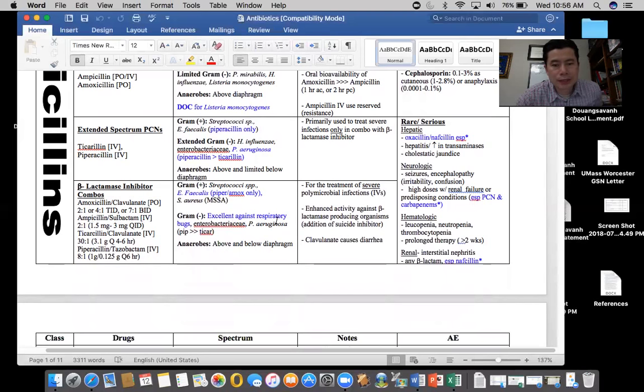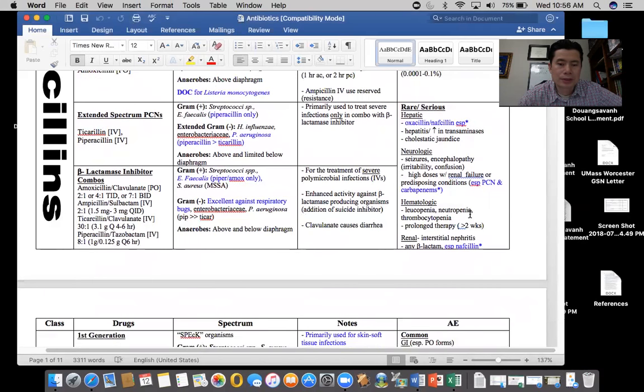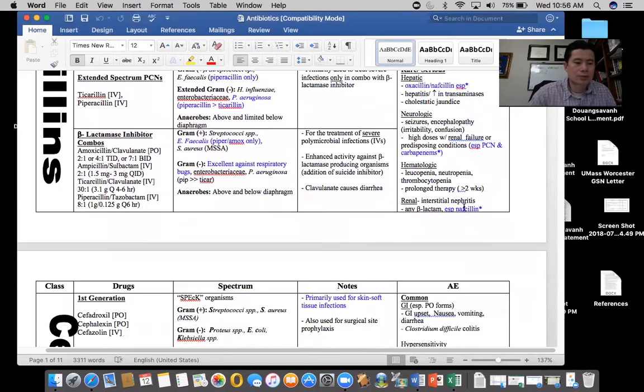That's the brand name. For these, you can see here the rare but serious side effects. You get hepatic, neurological, seizures, renal failure, and hematological effects like leukopenia, neutropenia, and thrombocytopenia. It can last anywhere up to 2 weeks for those.